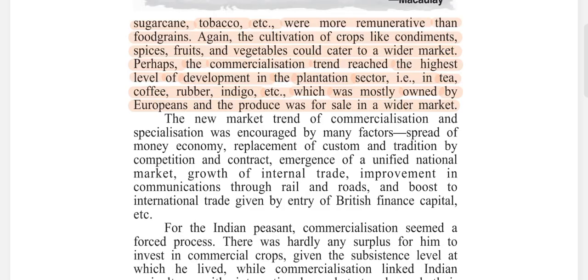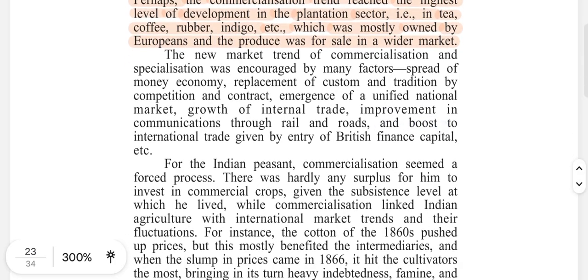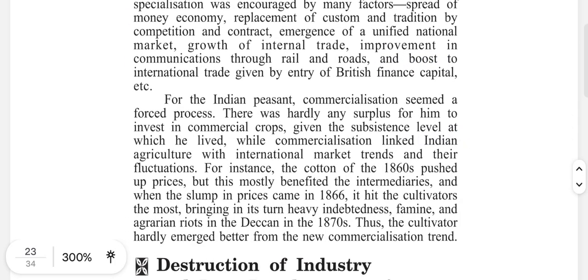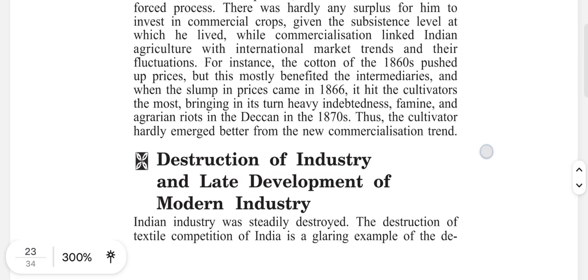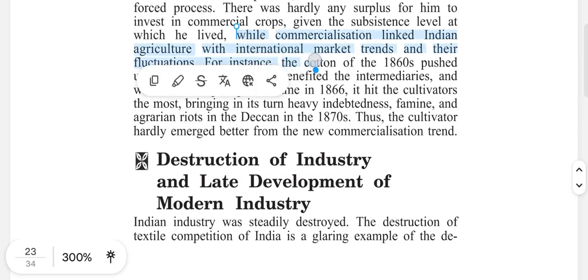For the Indian peasant, commercialization seemed a forced process. There was hardly any surplus for him to invest in commercial crops, given the subsistence level at which he lived, while commercialization linked Indian agriculture with international market trends and their fluctuations.